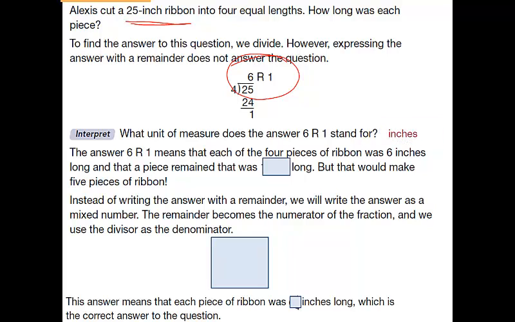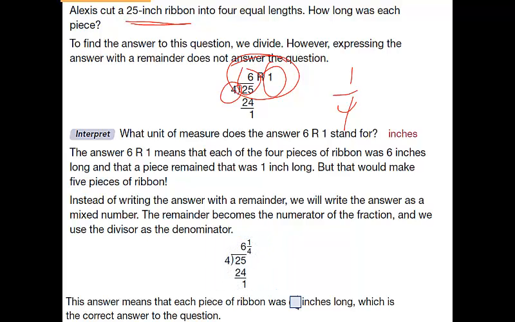So the answer 6 remainder 1 means that each of the 4 pieces of ribbon was 6 inches long, and that a piece remained that was 1/4 inches long. But that would make 5 pieces of ribbon. So we had 6 plus the 1 extra inch, 1 full inch. All right, so instead of writing the answer as a remainder, we write the answer with a mixed number, and we come up with 6 1/4 inches for each piece of ribbon.